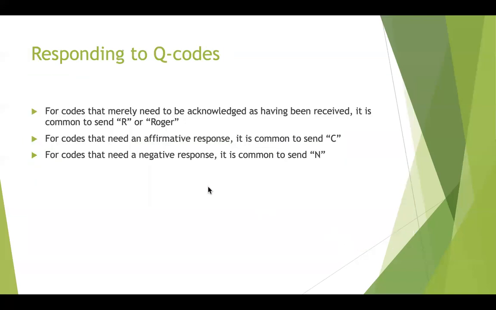Pretty straightforward, right? For codes that just need to be acknowledged as having been received, it's common to just send R or Roger. R is just a lot quicker to type or to Morse code send than Roger. For codes that need an affirmative response, it's common to send C for correct. And for codes that need a negative response, it's common to just send N for no, right?